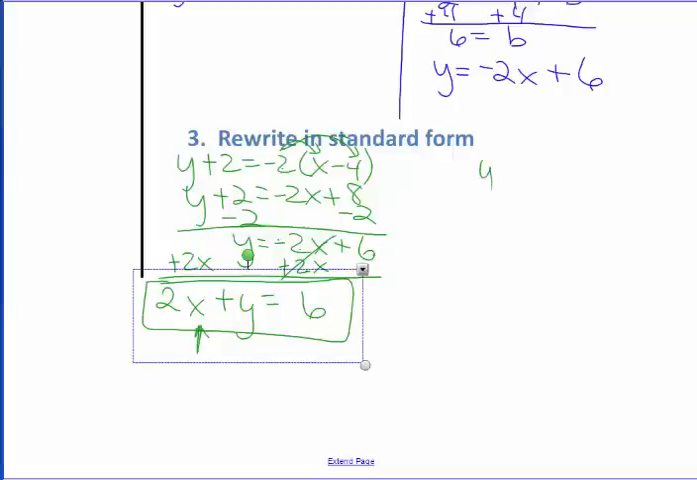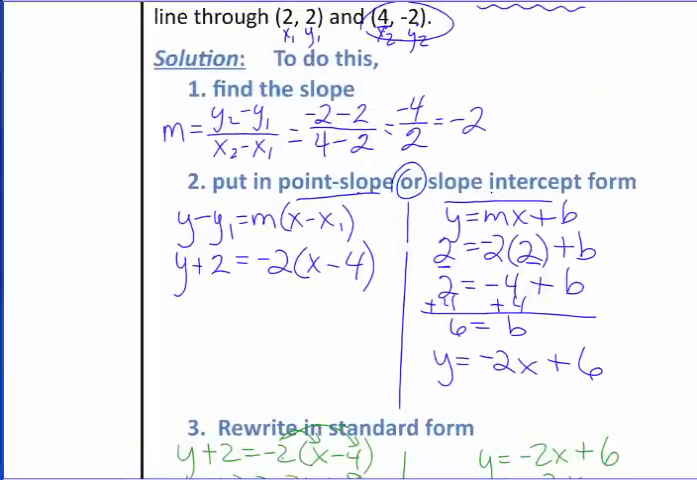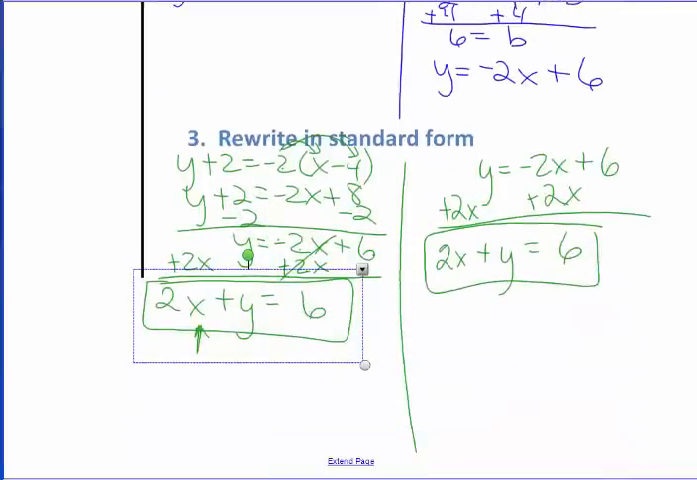Then if we did our slope-intercept form, it's already y equals -2x plus 6. All we got to do is move our 2x over. So it's just like what we did in the previous side. So 2x plus y equals 6. You get the exact same thing regardless of how you start. So you can start with your point slope or slope-intercept, and they will get you to the same standard form equation.